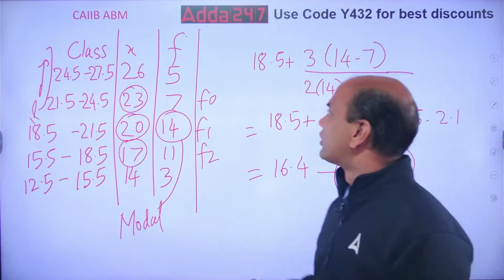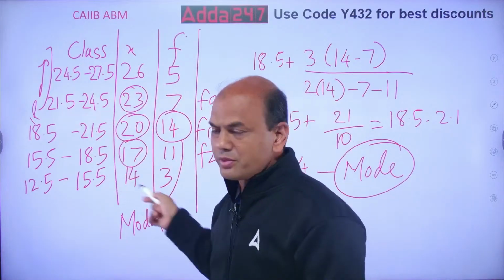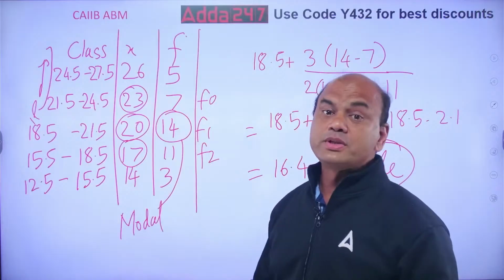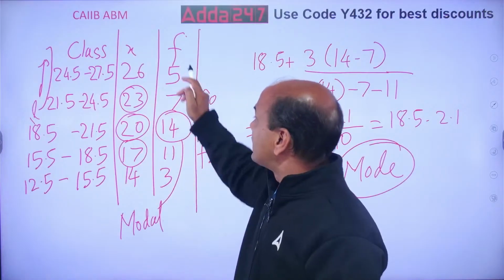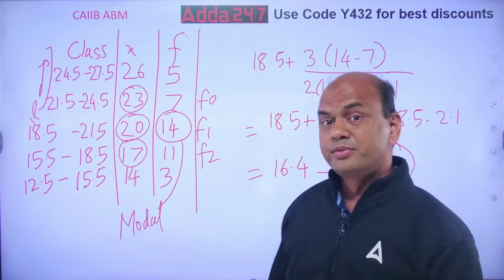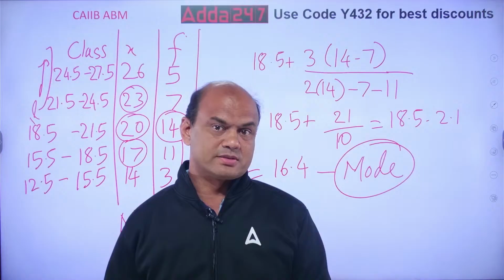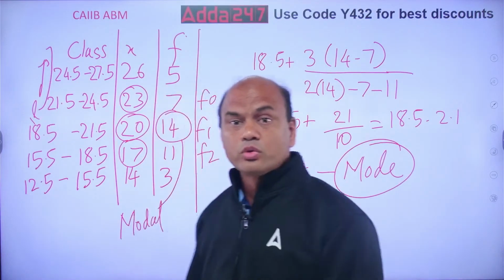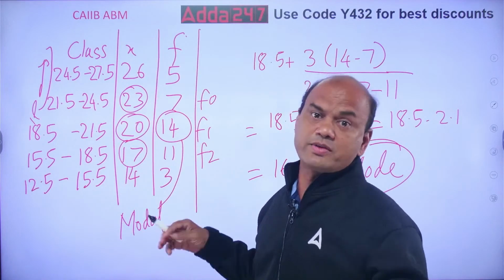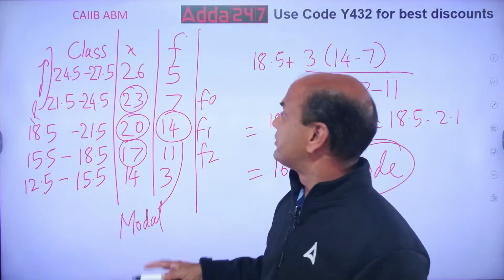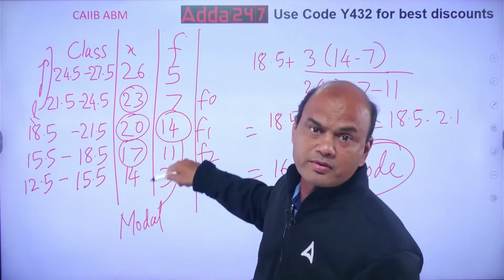Now, modal, mode. Let's focus on mode. Table is common, I told you. Same table, no change. Now which is the modal frequency? We want a modal class first. Which is the modal class? What do you mean by mode? What did I tell you? When we started the lecture, I told you mode means who has the maximum number of times repetition. Right? So who has the maximum number of times over here? See this, it depends on frequency. Whose frequency is more? So 5, 7, 14, 11, 3. Who is having the maximum number of times? 14.